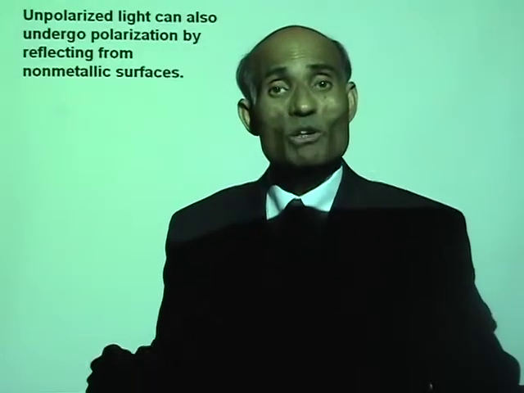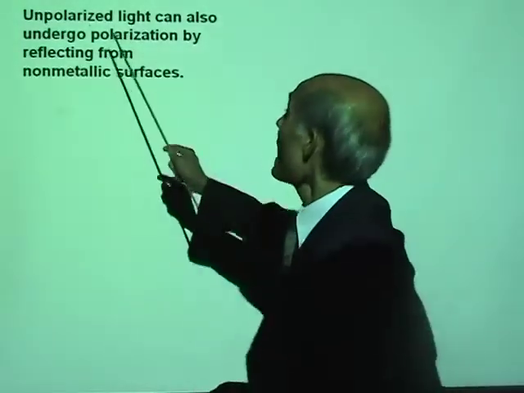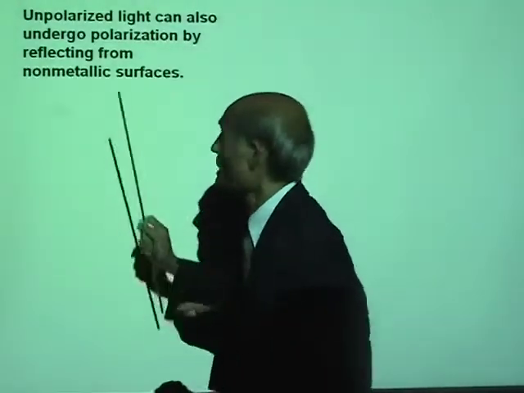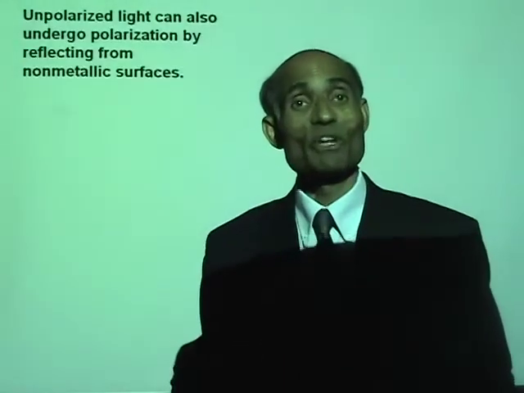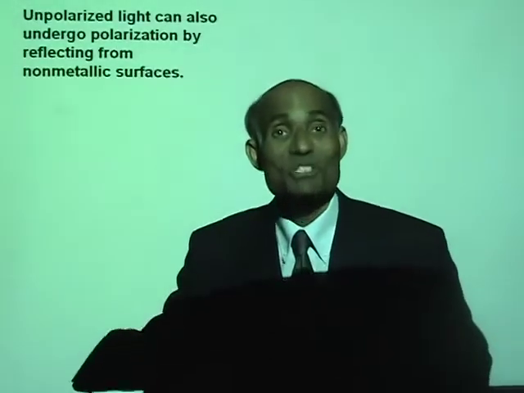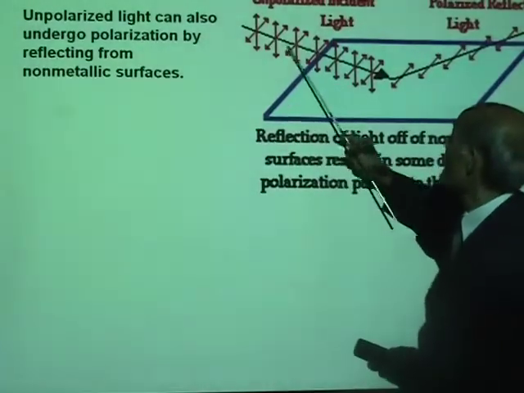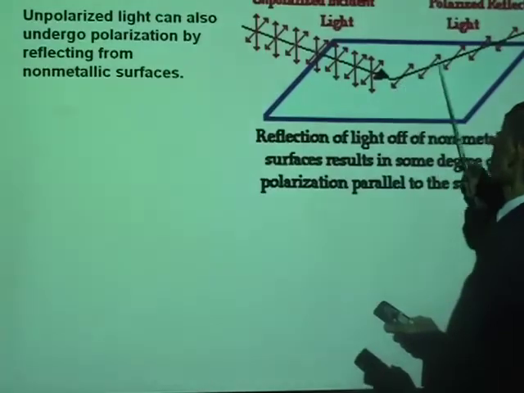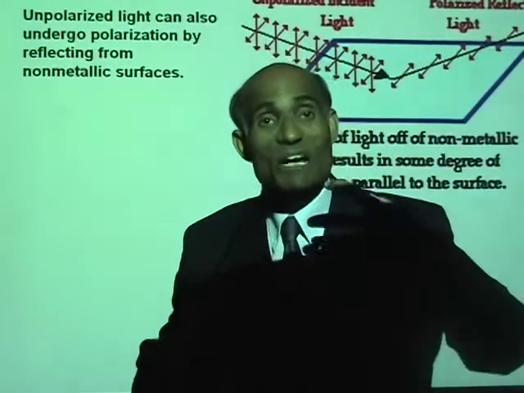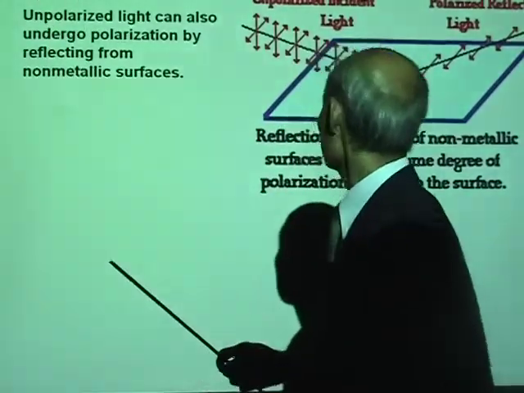The use of a polaroid filter is not the only way to polarize light. Unpolarized light can also undergo polarization by reflecting from a non-metallic surface. So, reflection of light from a surface can also produce partial polarization. All right, here you can see unpolarized light hitting the surface. And what is reflected is polarized light. That means some surfaces can actually cut off vibrations in one plane when light is reflected.